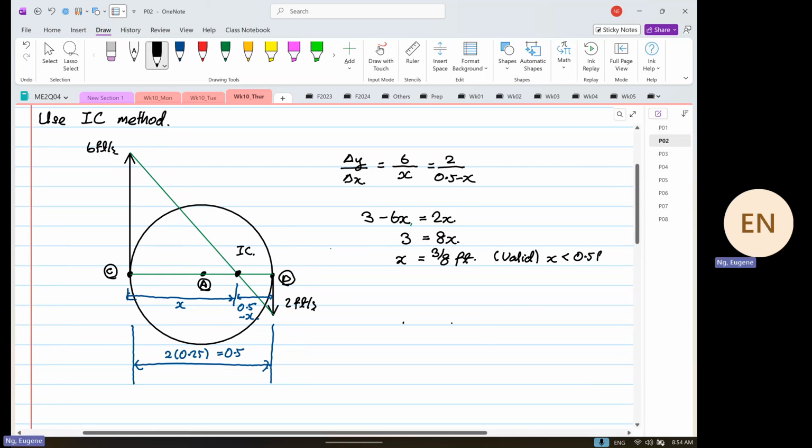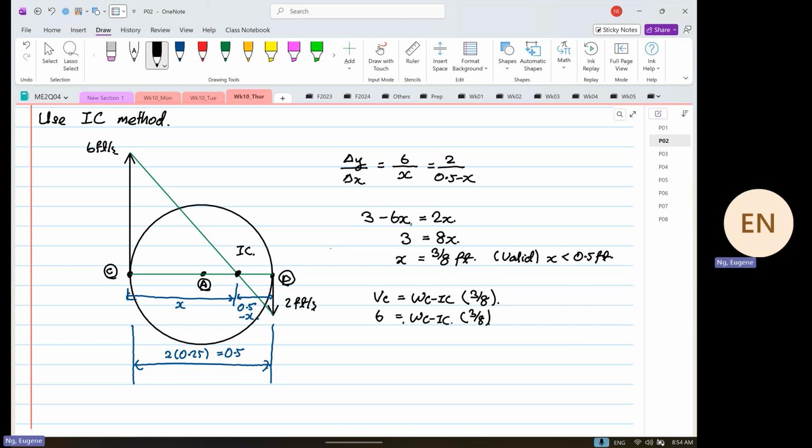0.5 feet. If you form the equation and x is equal or greater than 0.5, start to panic. Okay. So now we know that VC is equal to omega C IC, right? And then we have a distance of multiplied by 3 over 8, right? So this is equal to 6. Omega C IC is 3 over 8. So omega C IC is equal to 6 times 8 divided by 3.